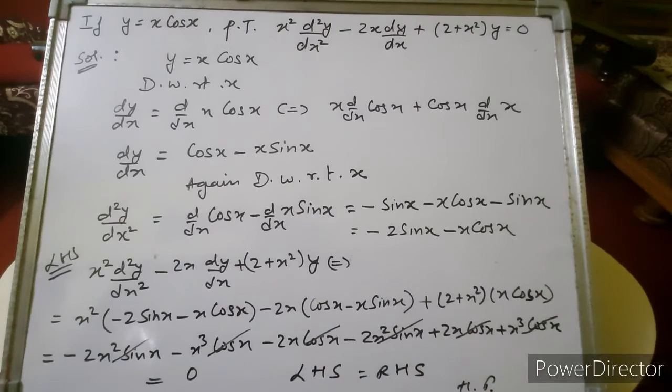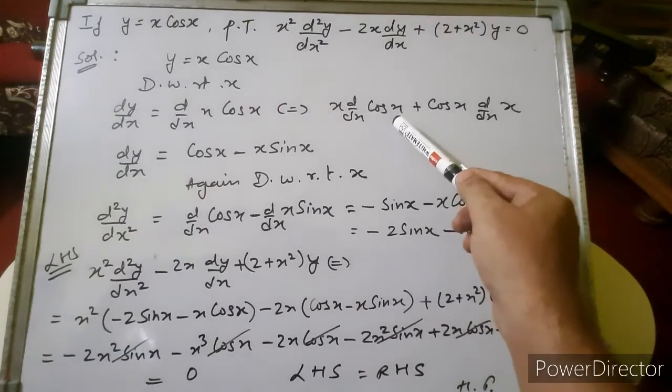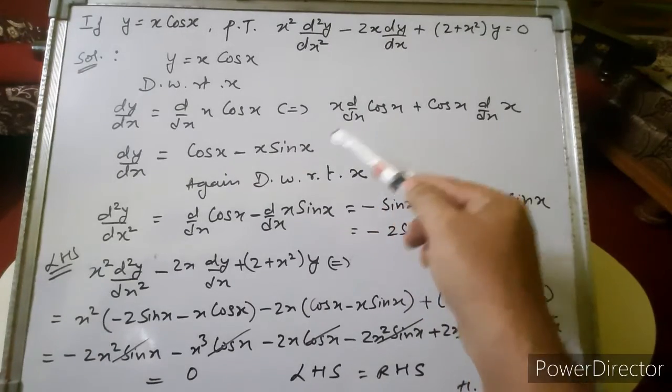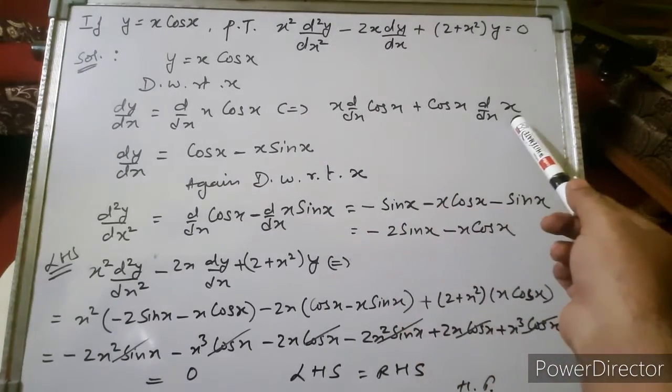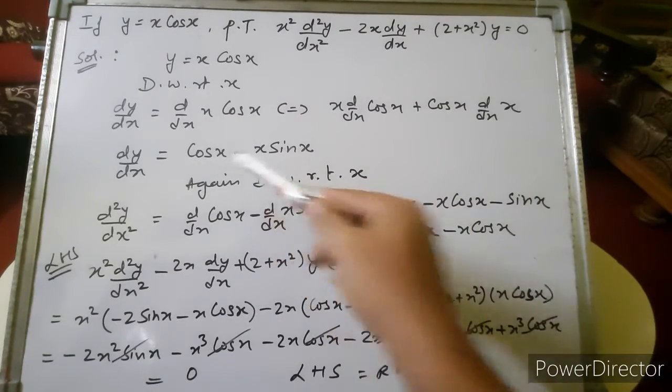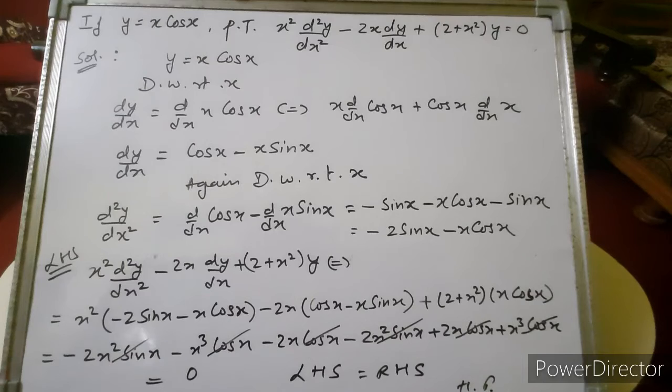Right. Now, when we differentiate cos x, we'll get minus sin x. So this will become x into minus sin x, that is minus x sin x. Right, minus x sin x. And the derivative of x is 1, so this will be cos x. So the value of dy by dx will be cos x minus x sin x.